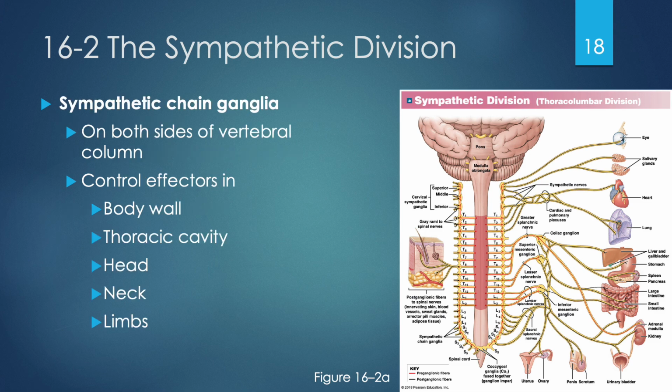The sympathetic chain ganglia, which is what looks like that string of pearls on both sides of the vertebral column, is also known sometimes as the paravertebral ganglia. So these are going to be able to control all sorts of different visceral things like our body wall, our thoracic cavity, our head, neck, and limbs.